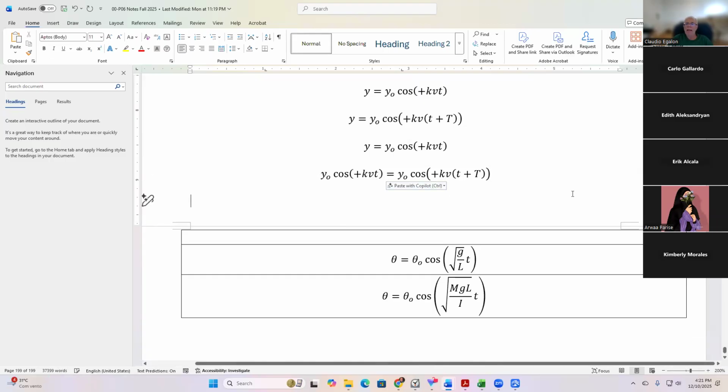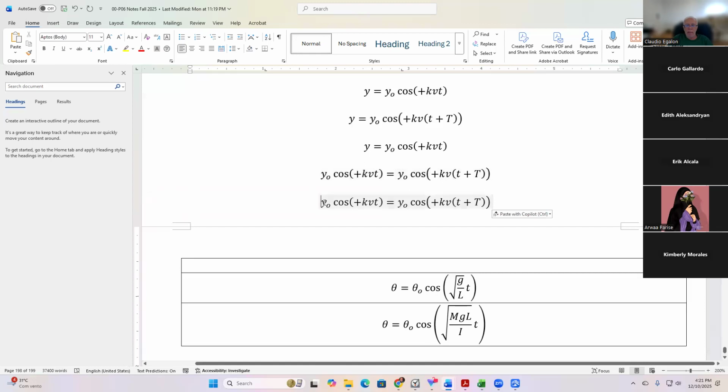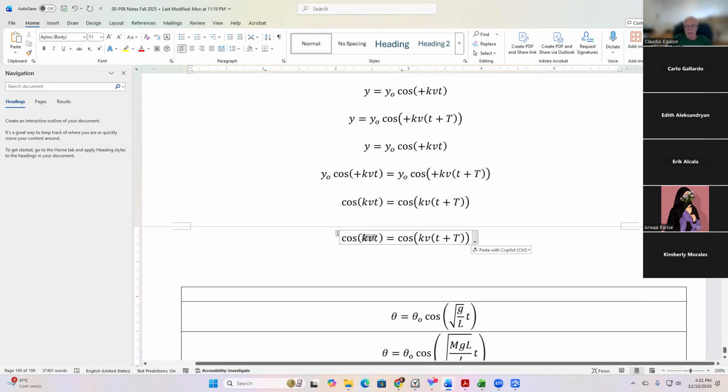That's the equality that must hold. If we solve this equation, we can find the period. Our first step is to eliminate y naught. I'm going to take out this positive sign too. I'm going to make t equal to 0. When I make t equal to 0, it becomes simpler to find out what the period is going to be.